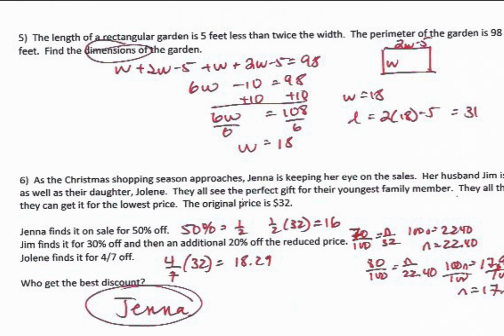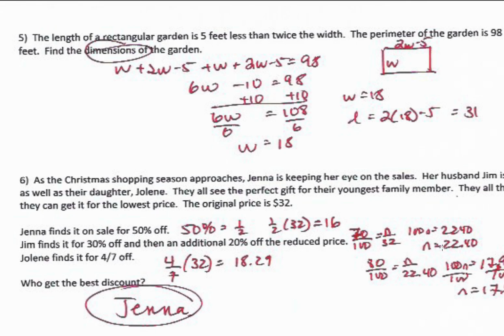Jim finds it for 30% off, and then an additional 20. So you would think 30 and 20, 50, he's getting it for 50% off, but that's not true. Because the first 30% off, which means you pay 70, here it is, cross multiplying, you get 22.40. The first 30% off is just like Jenna gets hers. But the additional 20 doesn't come off the original price. It comes off the new price, which is less. So that 20% is not as high as if it was off the higher number.